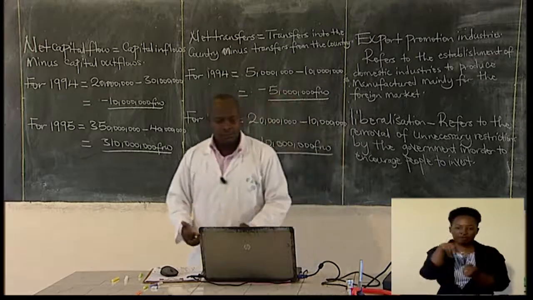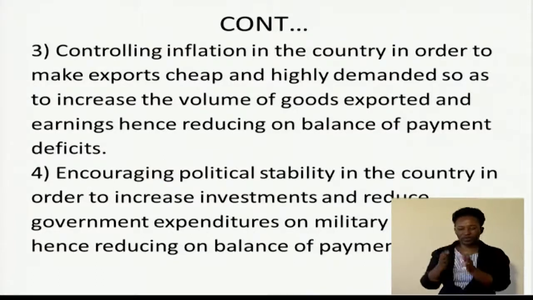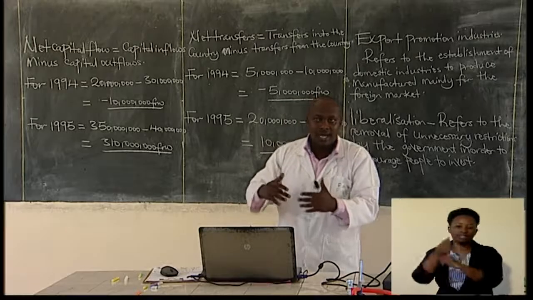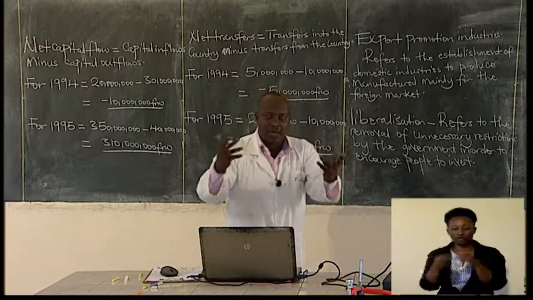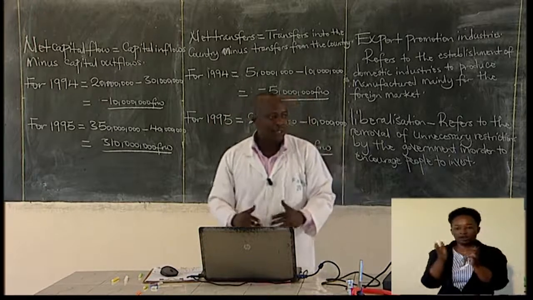The third solution is controlling inflation in the country. You know what we call inflation? That is an increase in price of goods and services. Now, if inflation is controlled and there is no inflation, the country will be able to produce at a low cost. And when it produces at a low cost, it will sell its products at low prices. And this will increase the demand of products because those products sold to other countries are cheap. The demand will increase and the country will be able to sell more products to other countries, which will increase earnings on exports, hence solving BOP deficit.